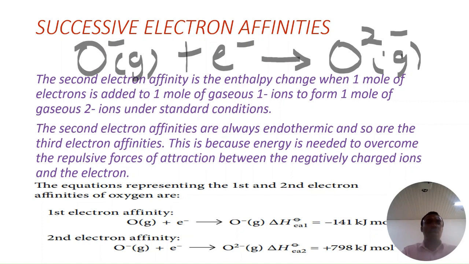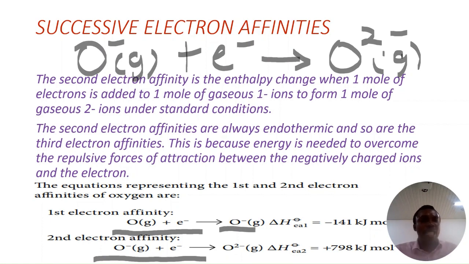Under standard condition. As you can see, this is an equation representing the first electron affinity of oxygen, and this is the second electron affinity of oxygen. In the first electron affinity, 1 mole of electrons is added to 1 mole of a gaseous atom to form 1 mole of a gaseous minus 1 ion under standard condition.